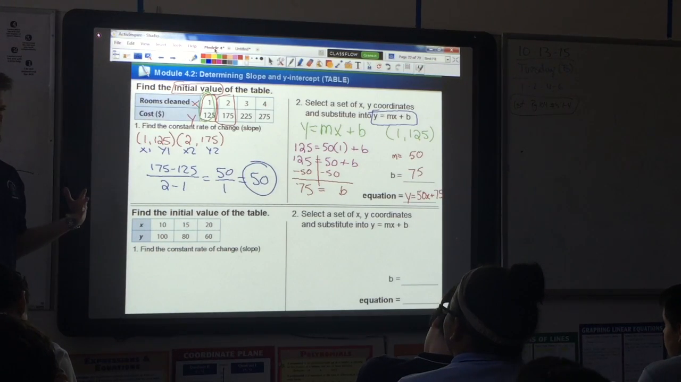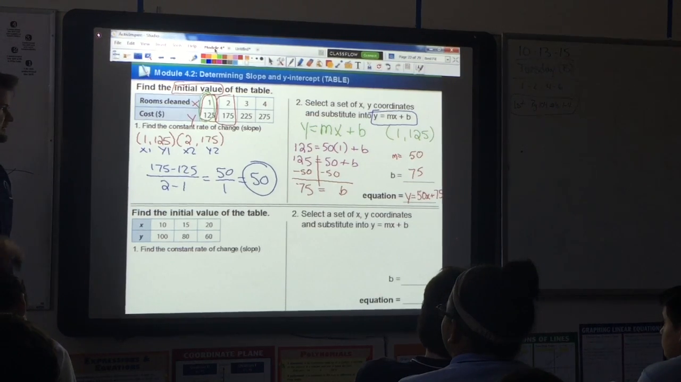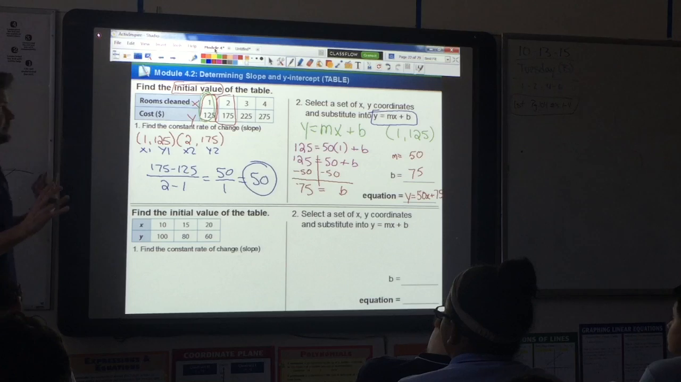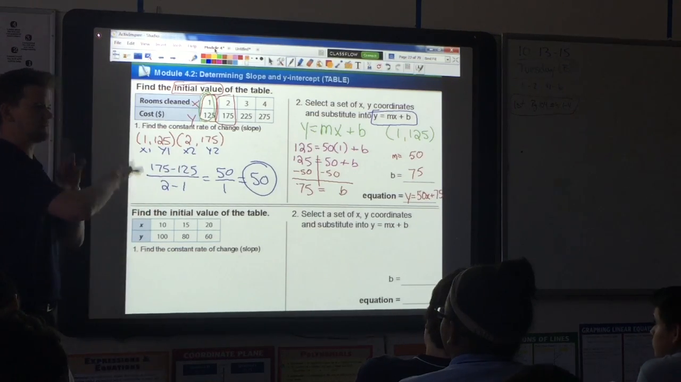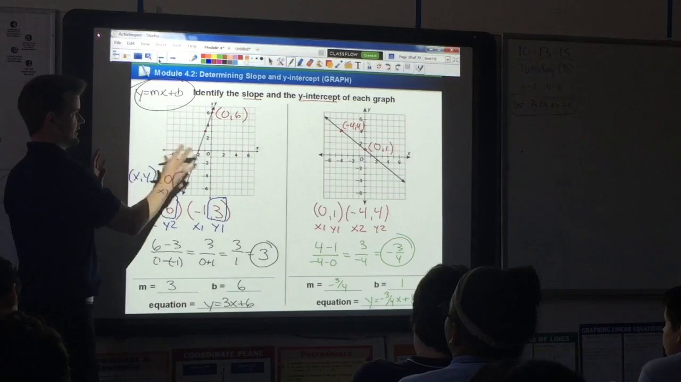We all know how to solve one-step equations. You want to do the next example? Yes. Okay, let's try the next example. And if you don't get it, I will stop and we'll do another example, because this is probably the most important thing you can pull out of all of 4.2.